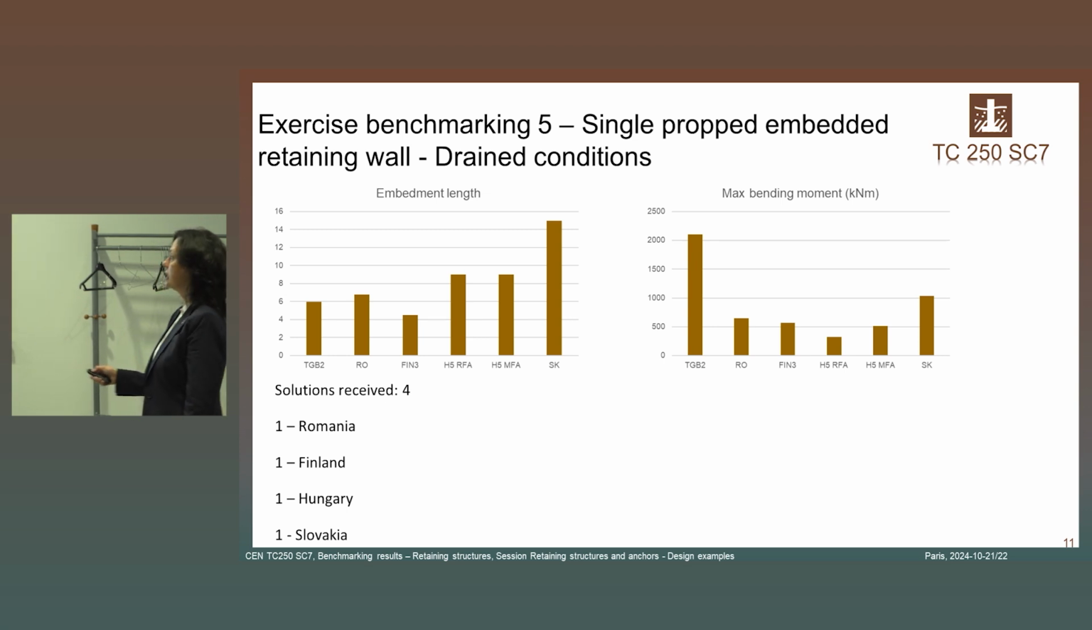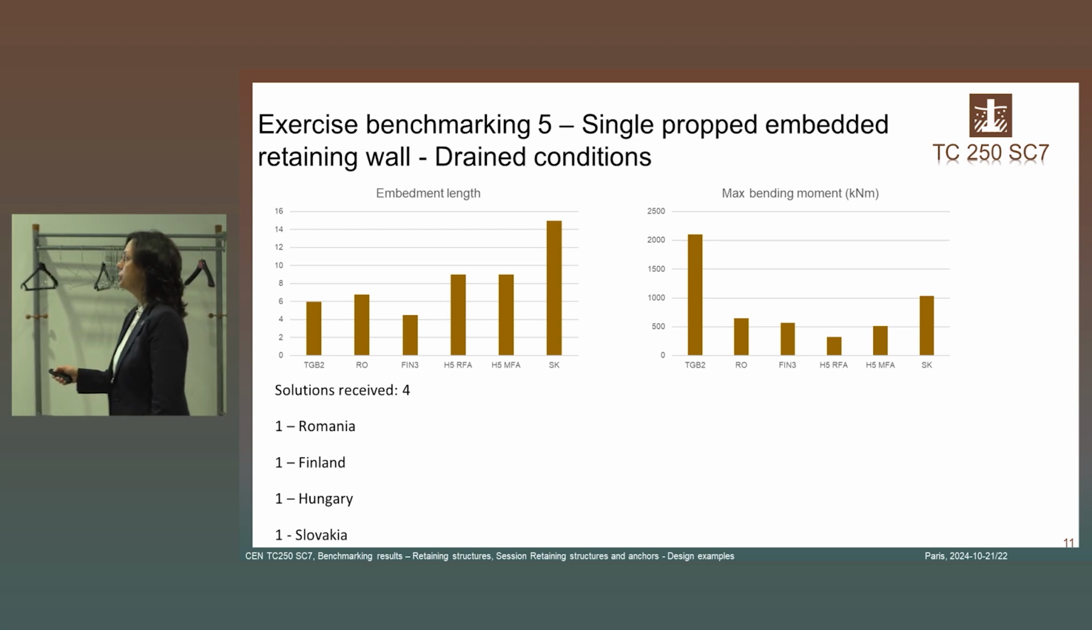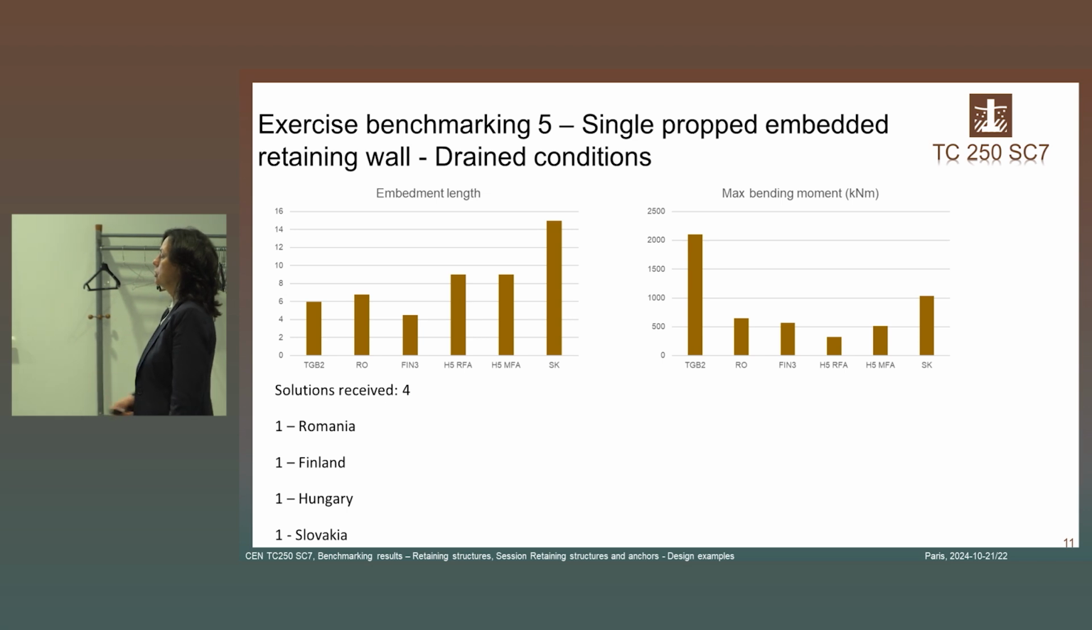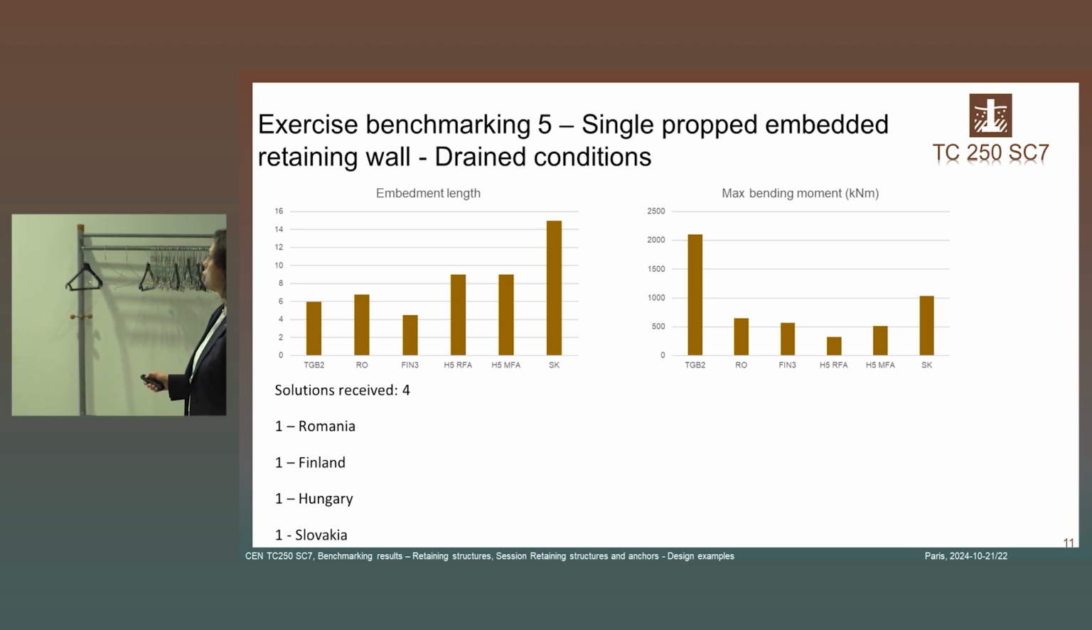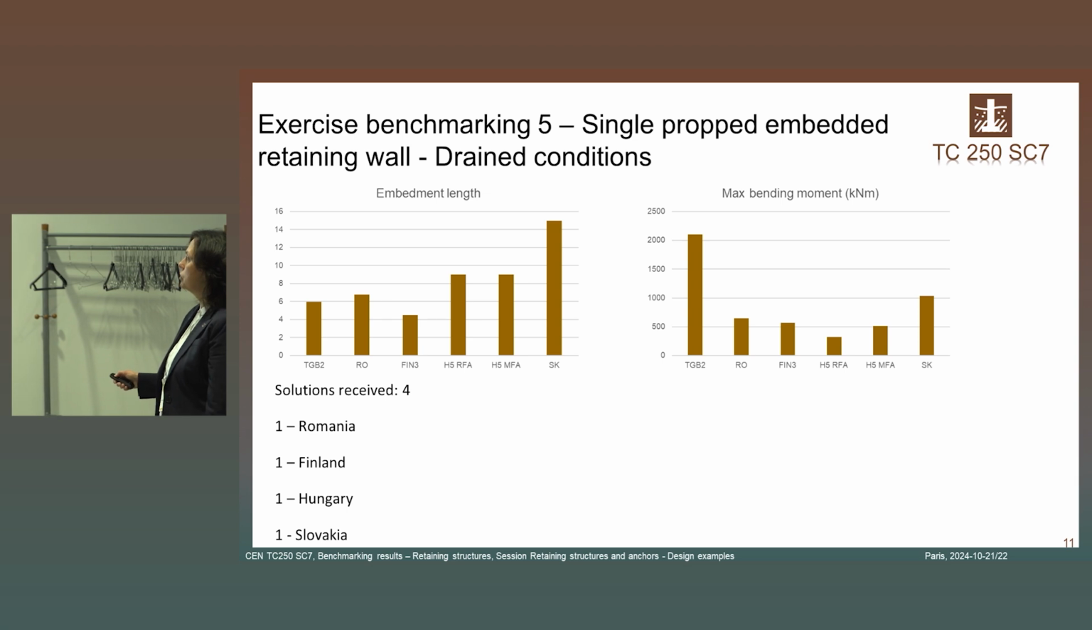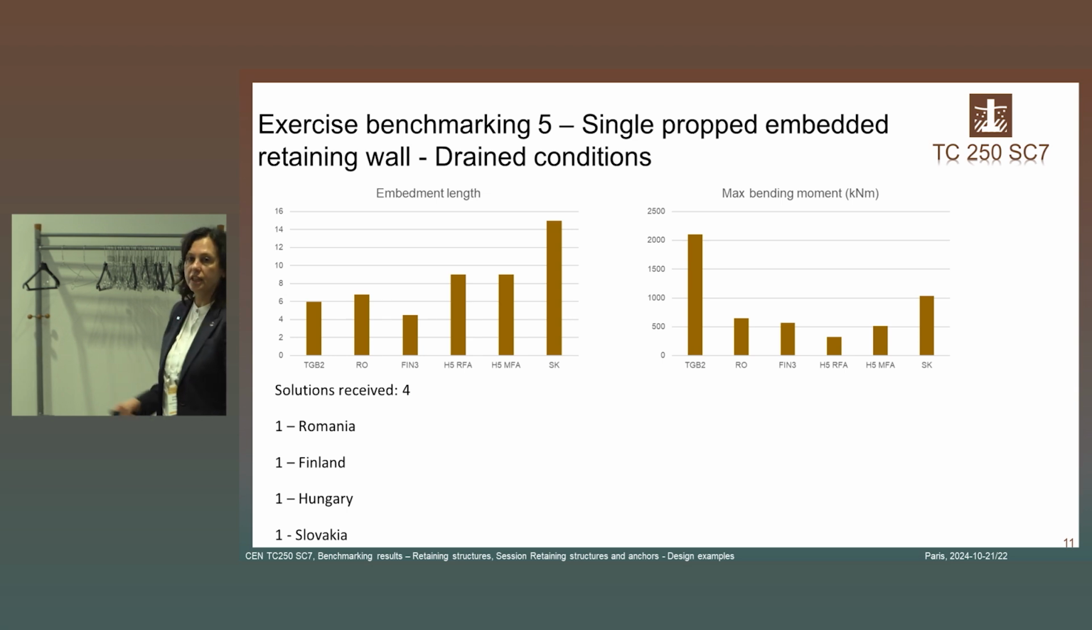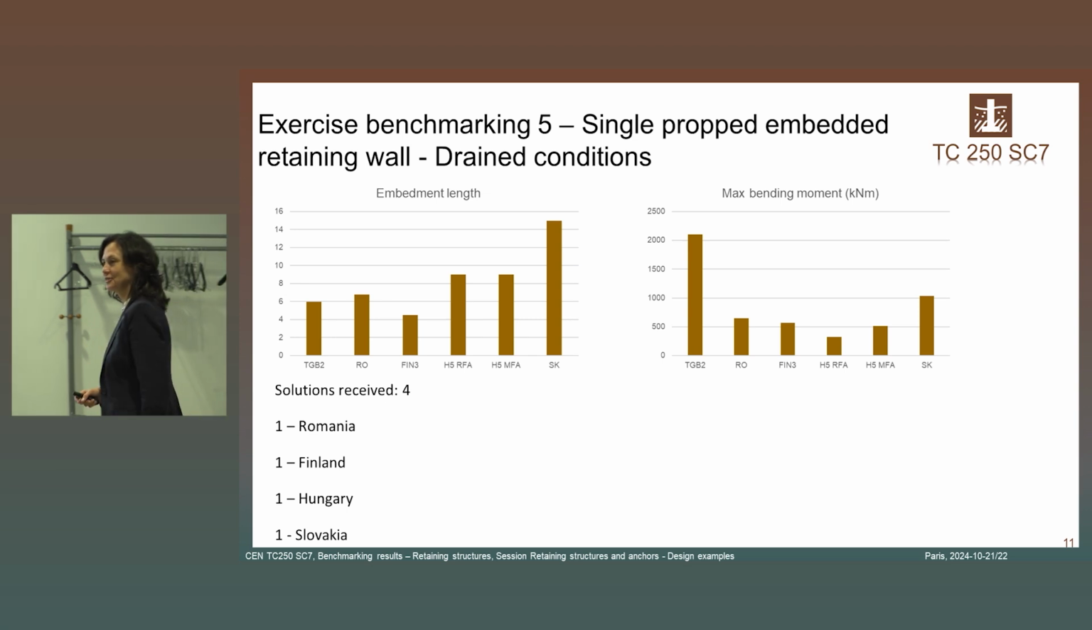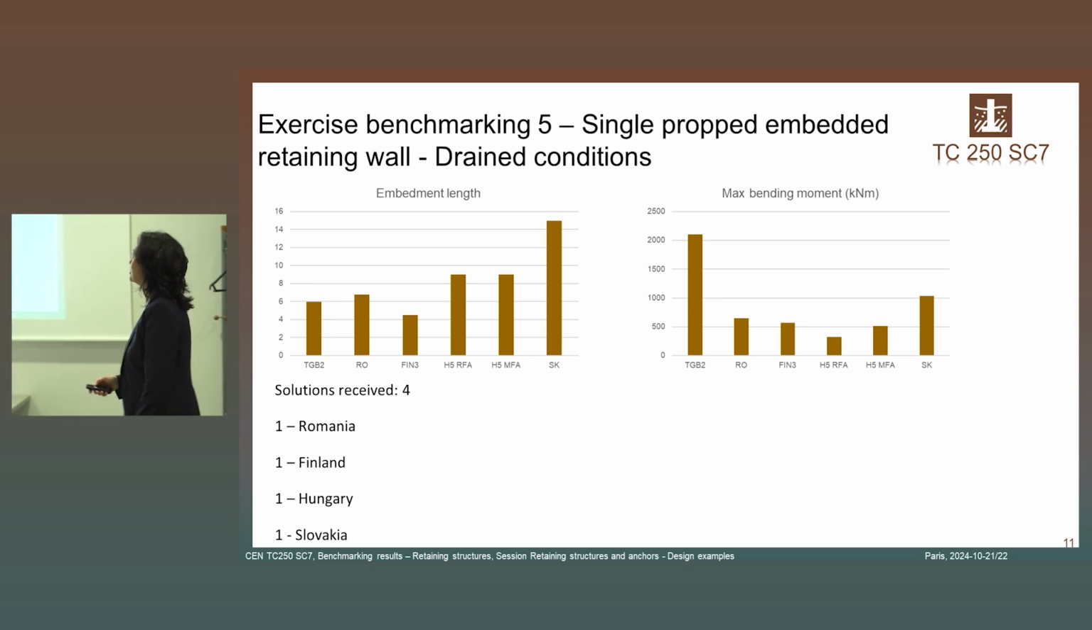And from Slovakia, a very, very big value here. I couldn't understand exactly why this 15 meters of embedment length was found. In terms of maximum bending moment, however, here we have a very big value found by TGB2 and smaller ones found by all the others. So that's clear that there is a difference in understanding of the provisions of the code.